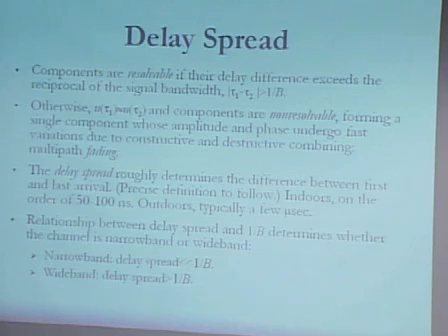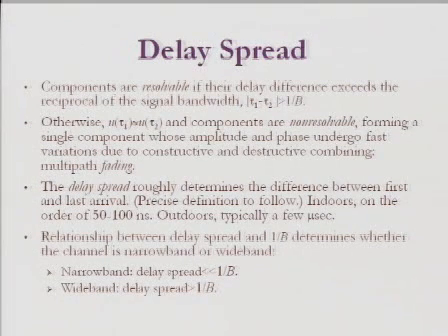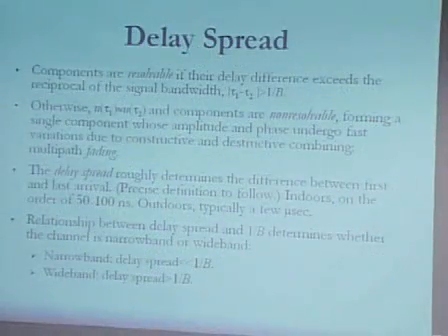If that's not the case, if the delays are small compared with 1 over B, then these two components, u of t minus tau 1 and u of t minus tau 2, are said to be non-resolvable. And so they're going to combine into a single component, okay? Whose amplitude and phase will undergo fast variation. So let me defer that. The point I want to make in this slide is to introduce the notion of the delay spread, which is roughly the difference between the first and the last arrival.